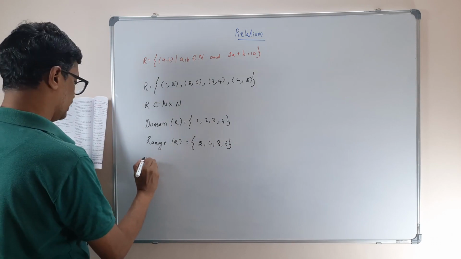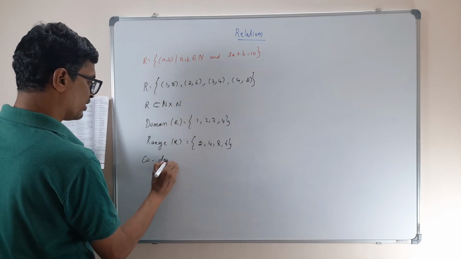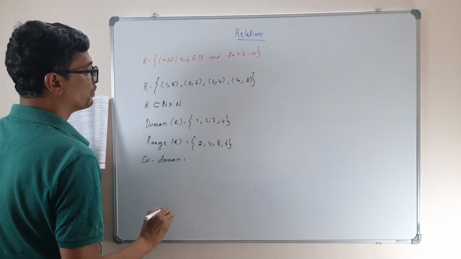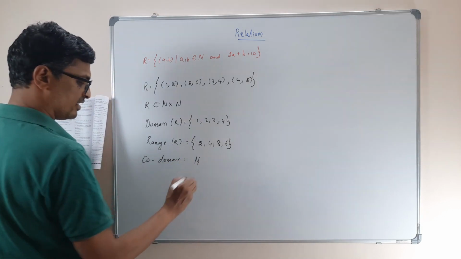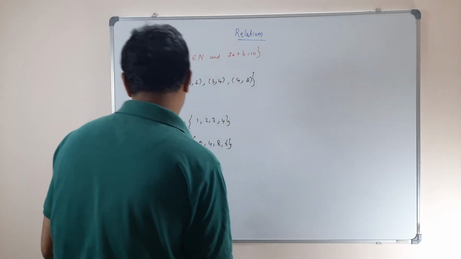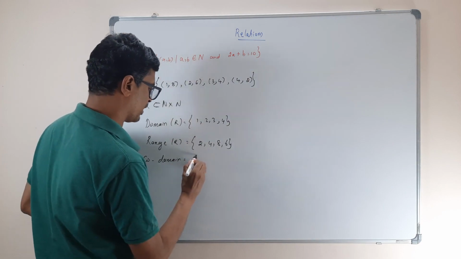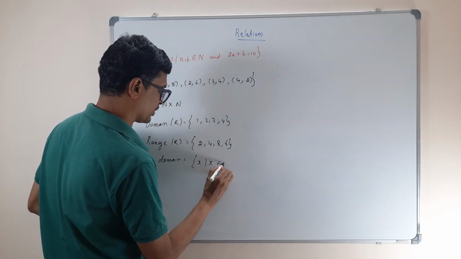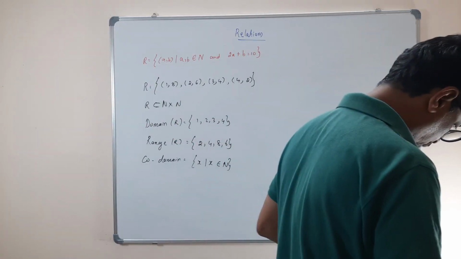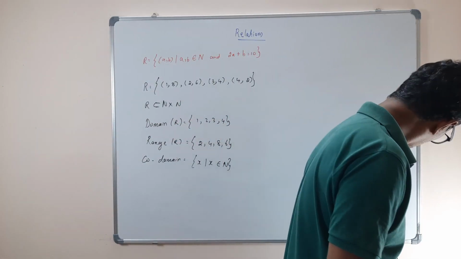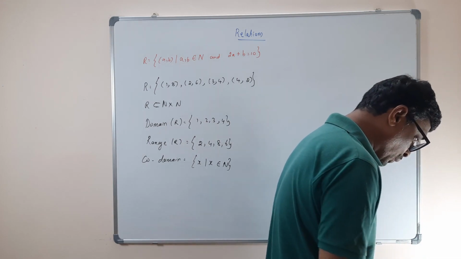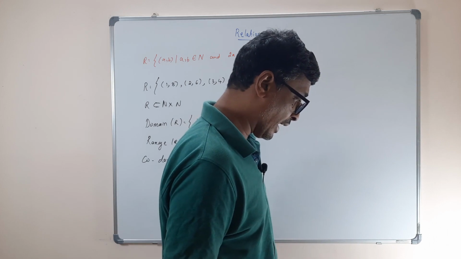And then codomain. Can you tell me the codomain? The second element, natural number. Yes. So basically they have written it as N. It should not be written as N; codomain should be written as x, where x is an element of N.